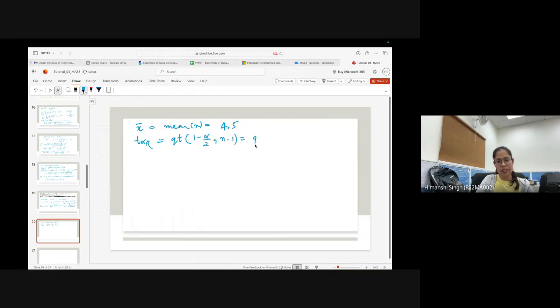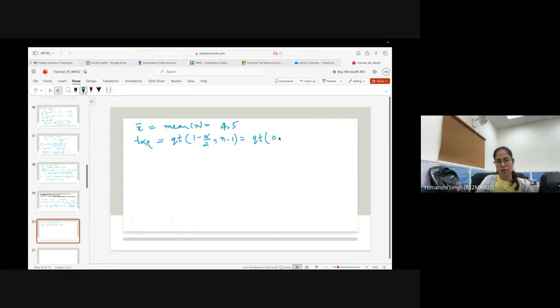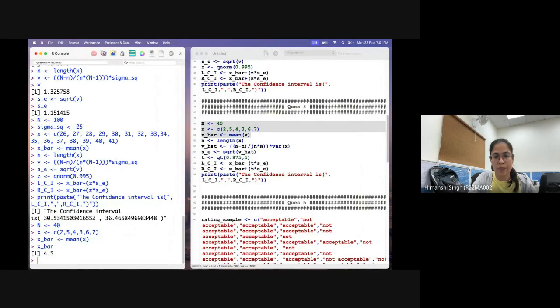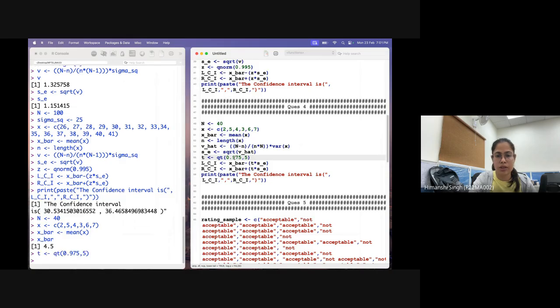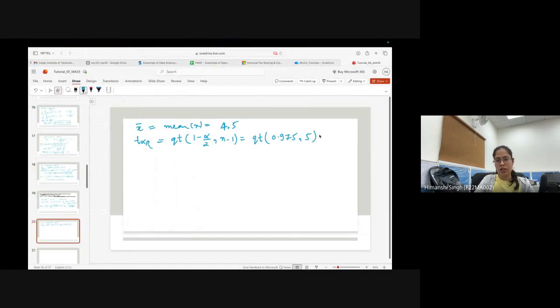So which is basically qt. What is 1 minus alpha by 2? This is 0.975. Small n is 6, so small n minus 1 will be 5. So it is qt of 0.975, comma 5. If we calculate it in R, small t is 2.57. Okay.